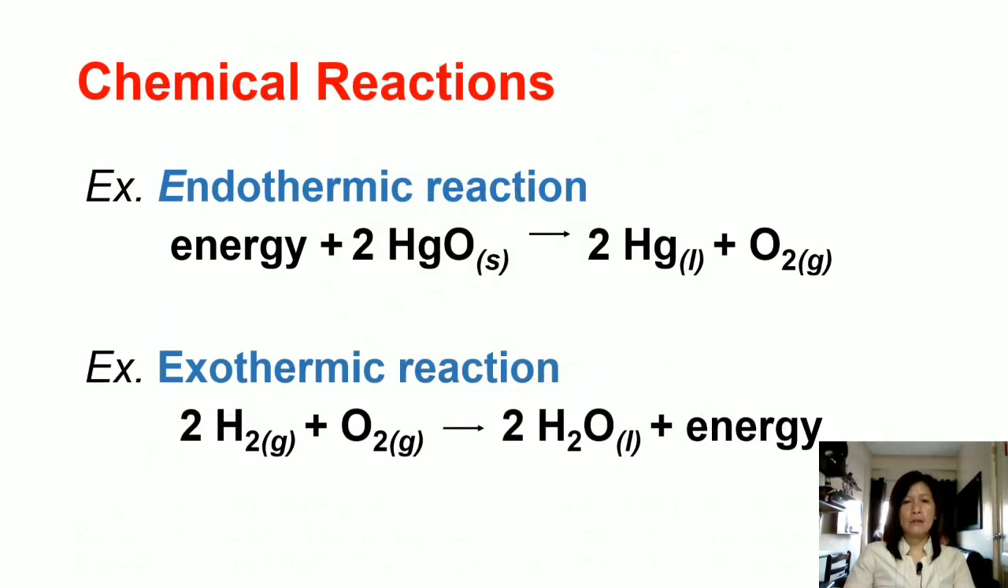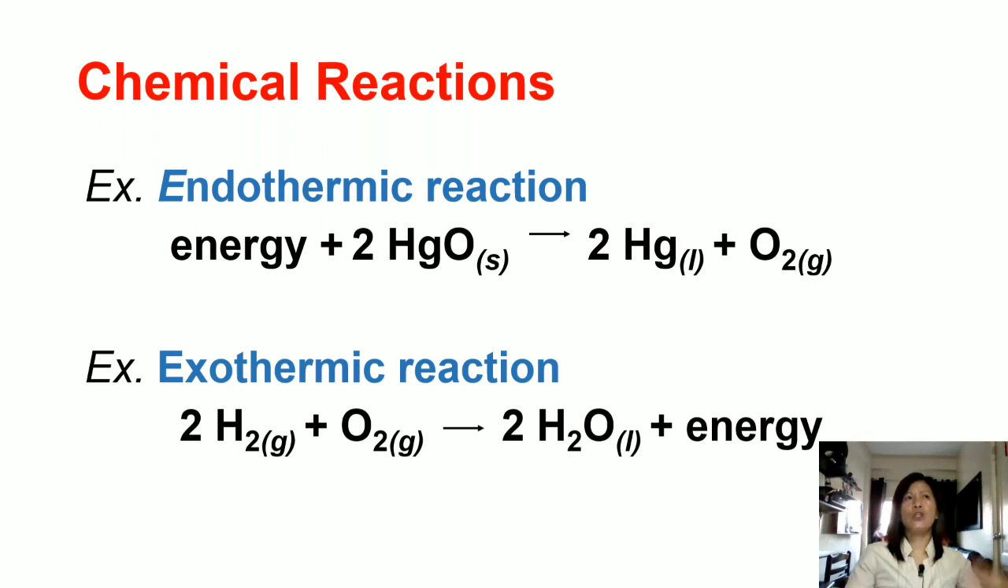What about particularly in chemical reactions? To represent an endothermic reaction, we have here energy plus 2 moles of mercury(II) oxide producing 2 moles of liquid mercury and gaseous molecular oxygen, or oxygen gas. What does it mean having energy on the left side of the equation? This means that energy is absorbed by what system?